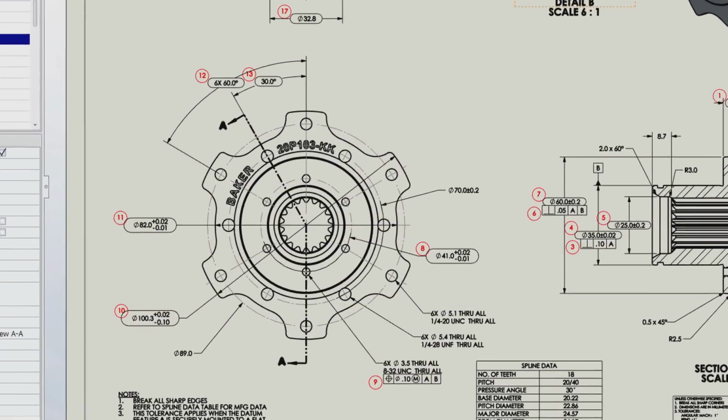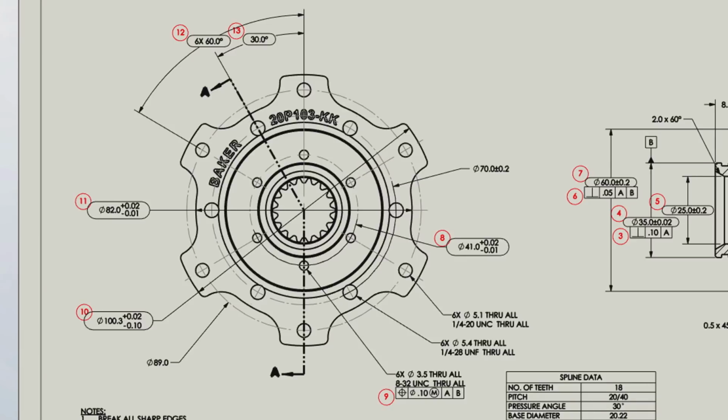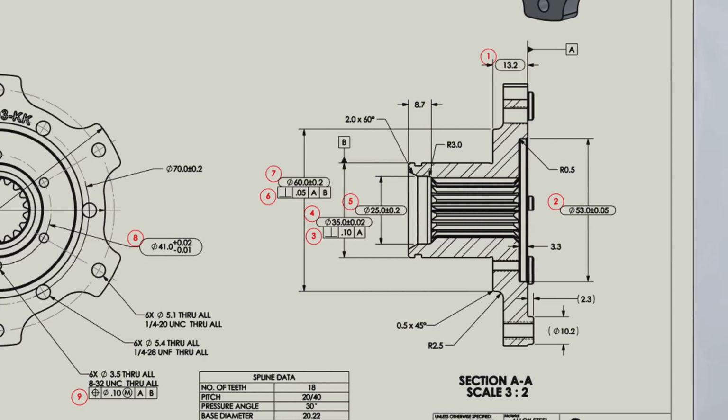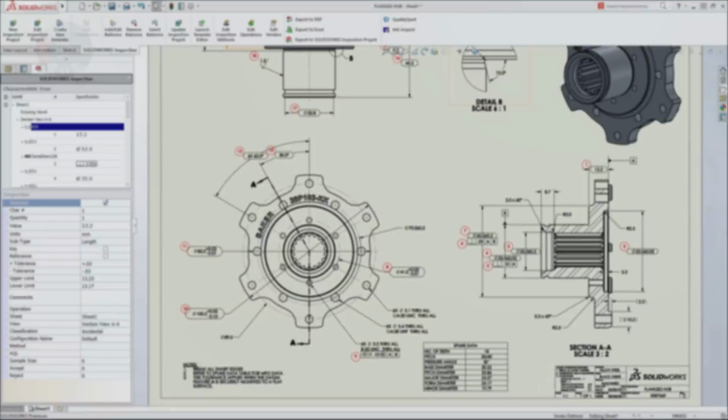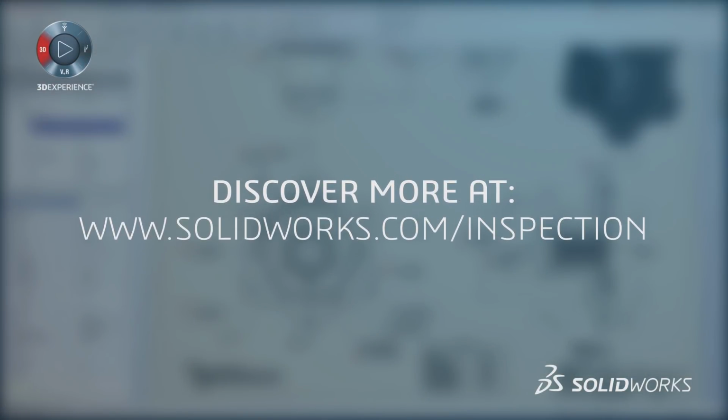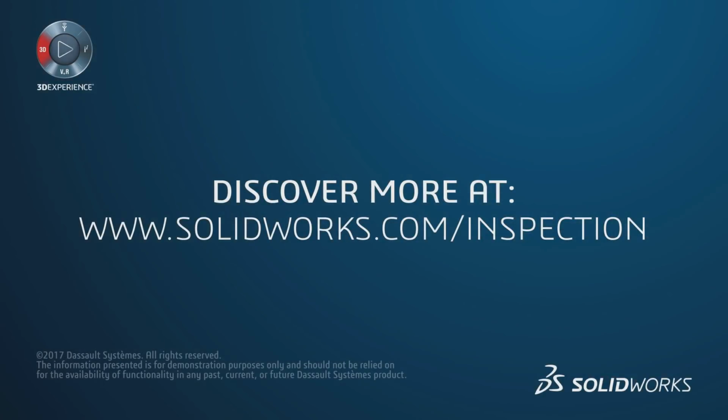Using SOLIDWORKS Inspection, balloon drawings and first article inspection reports can be created in minutes instead of hours, reducing your overall product development time, improving quality, and enabling your engineers to spend more time on design and innovation.